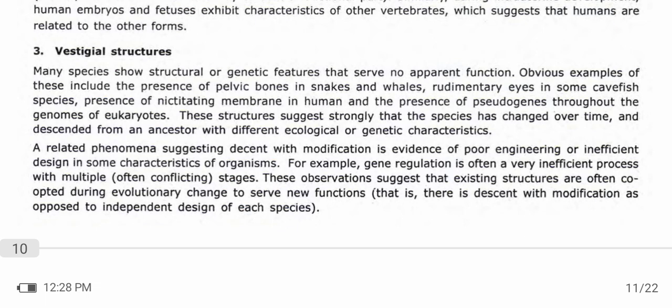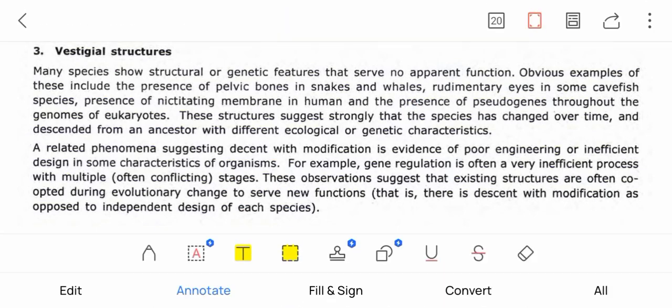A related phenomenon suggesting descent with modification is evidence of poor engineering or inefficient design in some characteristics of organisms. For example, gene regulation is often a very inefficient process with multiple, often conflicting stages. This observation suggests that existing structures are often adapted using evolutionary changes to serve new functions. That is, there is descent with modification as opposed to the independent design of each species.